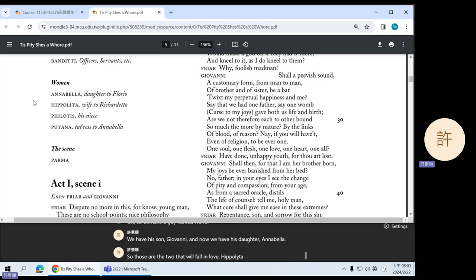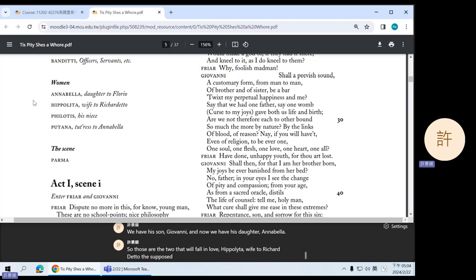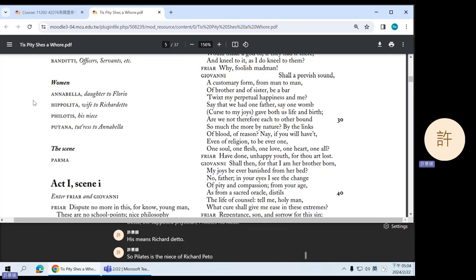Hippolyta, wife to Ritardetto, the supposed physician. Philotis, his niece. His means Ritardetto. So Philotis is the niece of Ritardetto. And you have Putana, tutress to Annabella.